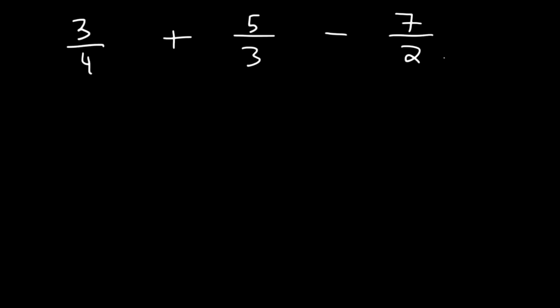Whenever you wish to add or subtract fractions, the denominator has to be the same. The denominator is the bottom part of the fraction. And right now they're all different. So how can we make them the same? How can we get the common denominator?